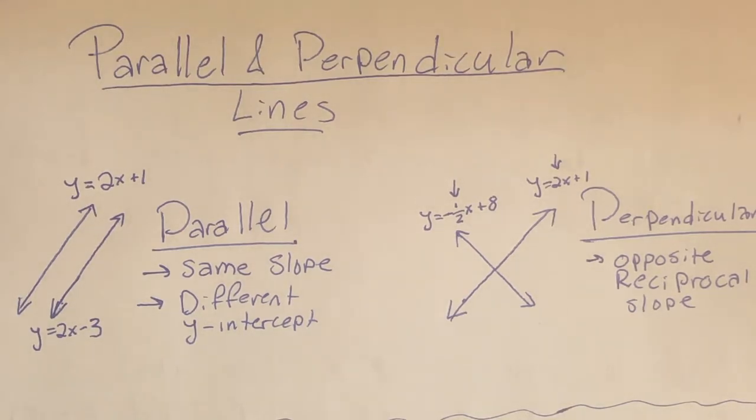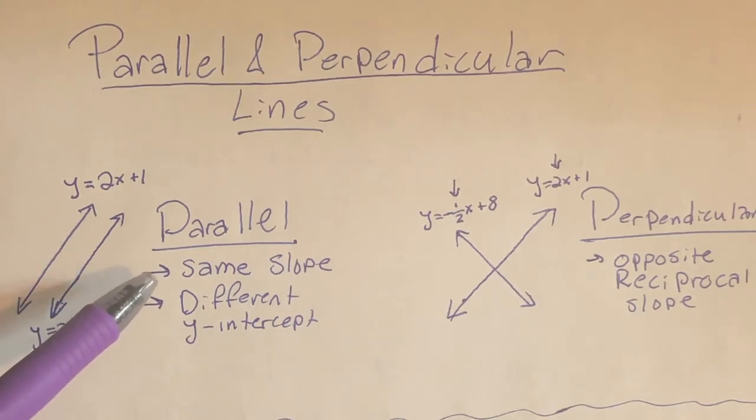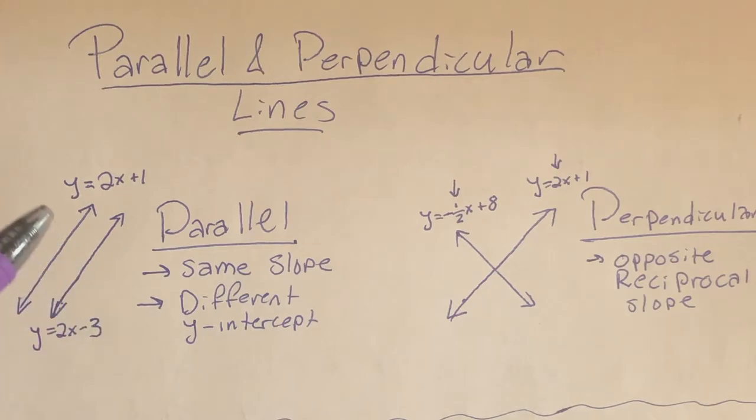Okay, so maybe you've learned about parallel lines and perpendicular lines in the past, but here's what we know. Parallel lines, you might have learned, are lines that never cross or never touch. Another way to look at this is lines that have the same slope and different y-intercepts. So here's an example. Here are two equations written in slope-intercept form: y equals 2x plus 1 and y equals 2x minus 3.